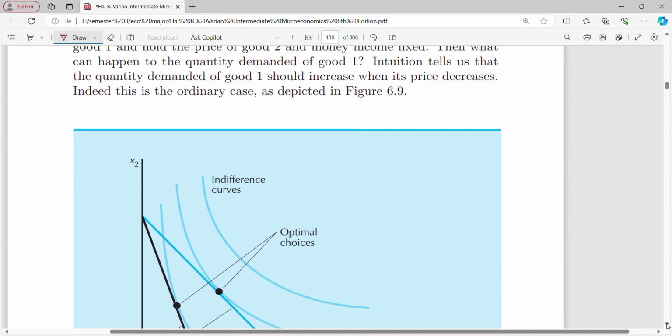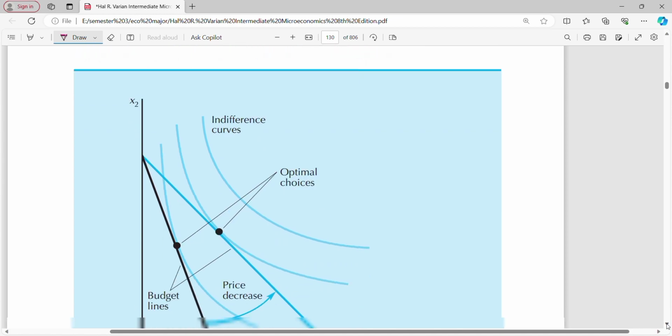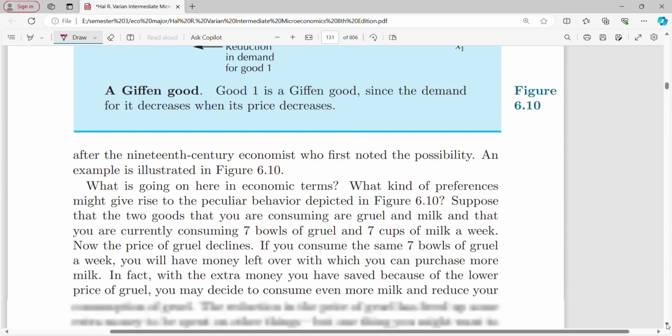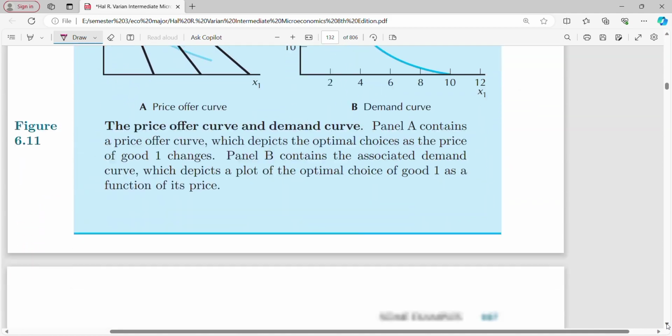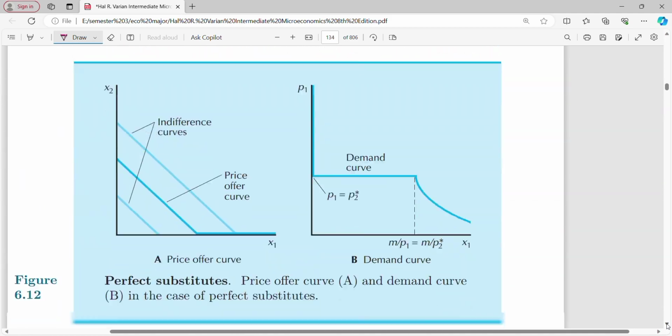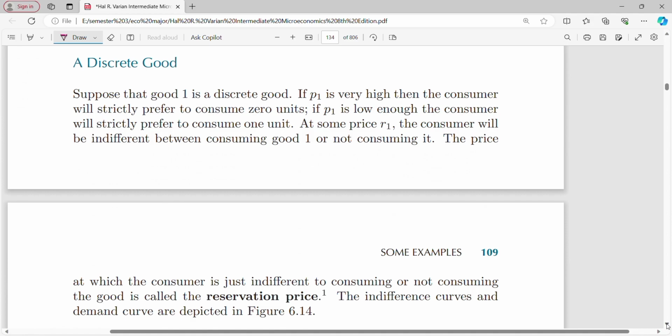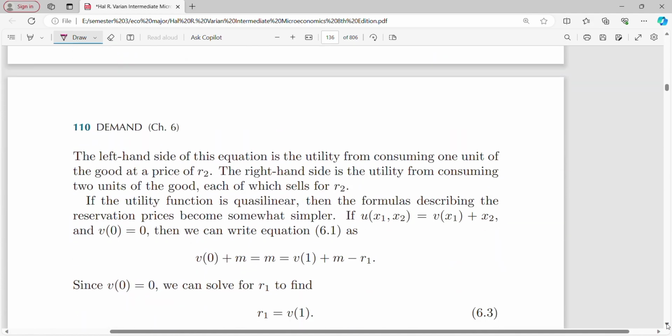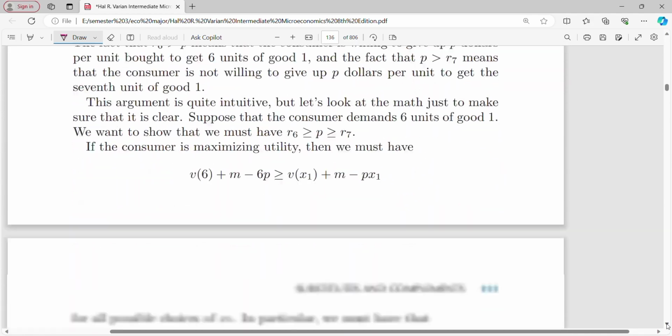Next is ordinary good and Giffen good. This is connected with the price of the good, not the income of the consumer. So I'm not taking it in this class, you'll get confused. We'll discuss that in the next class, and I'm covering one more topic in this class which is very easy, that is substitute and complement.